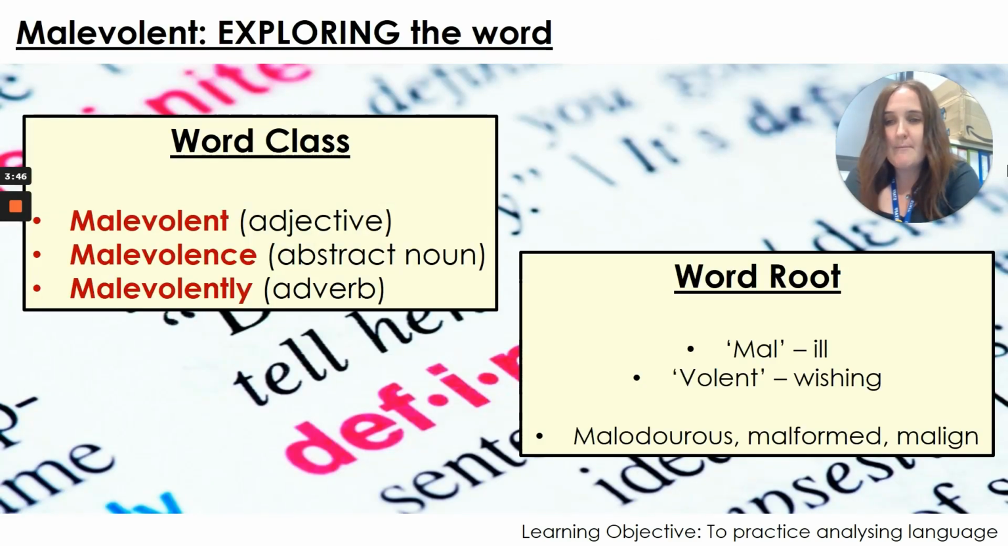Okay, so the word class then, so malevolent itself is an adjective, so you describe somebody or something as malevolent. Malevolence would be the abstract noun, so the kind of the feeling of malevolence or the way of doing something. And then malevolently would be the adverb, so you could do something in a malevolent way, which would be described as malevolently. So again, if we look at the word root just down there, mal means ill, okay, or bad, and volent means wishing. So it's like you're wishing ill or wishing bad on somebody else.